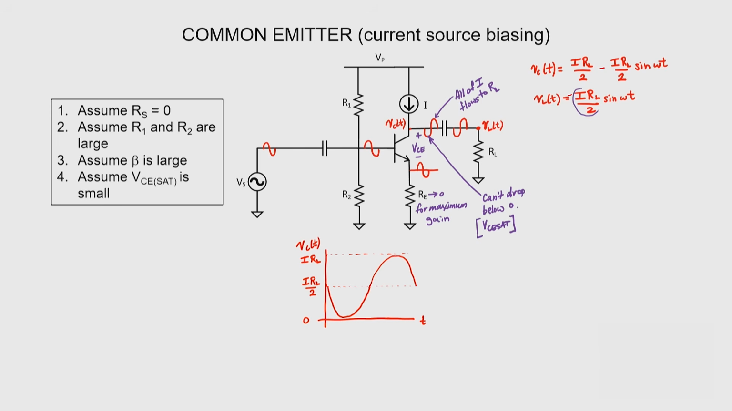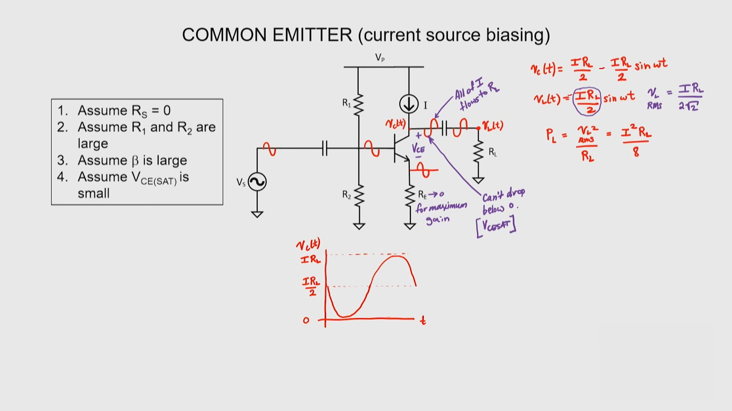I can see the amplitude, and because it's a sine wave, I can identify an RMS voltage. This gives us enough information to find the power delivered to the load. It's just the RMS load voltage squared divided by the load resistor. So we wind up with I squared R squared divided by R over 8.